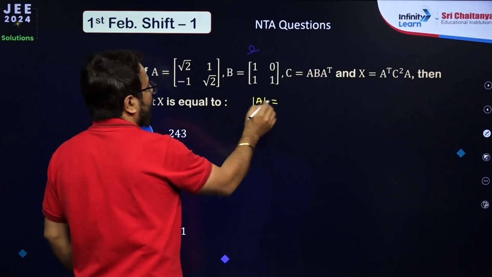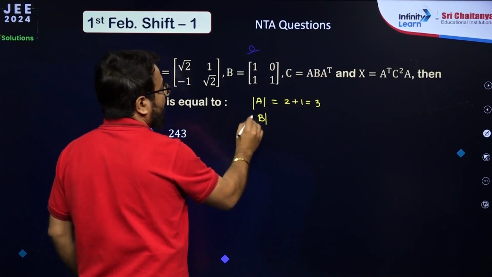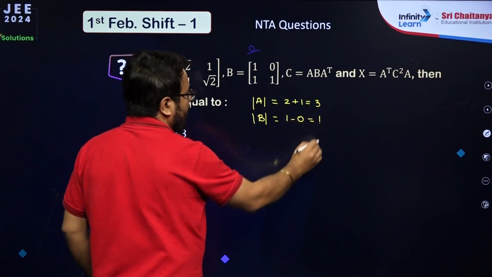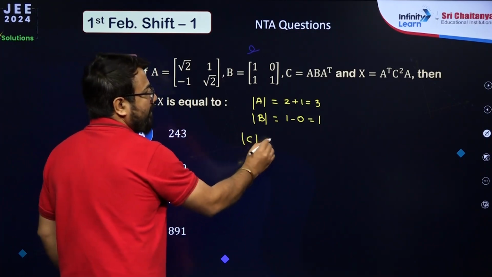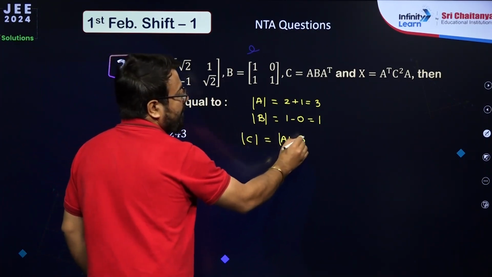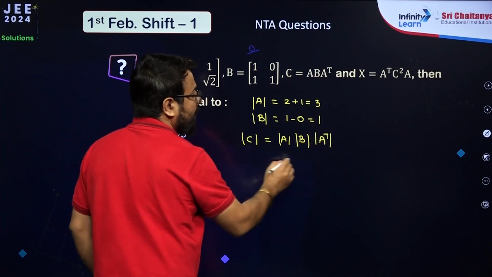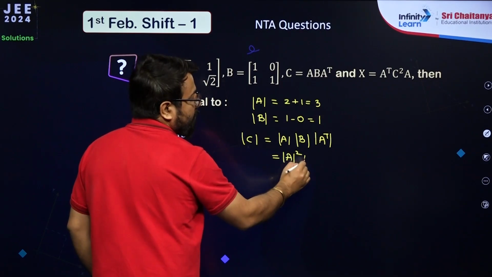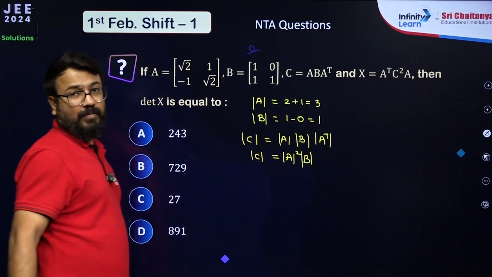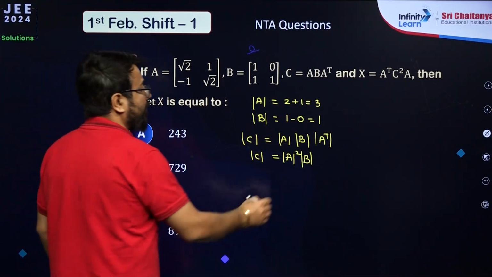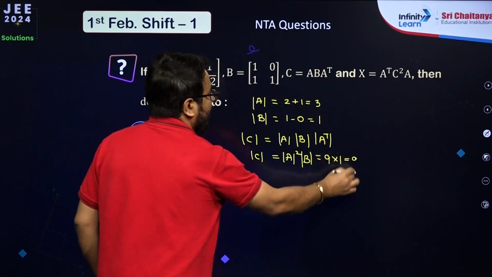And that is equal to 2 minus of minus 1. So that becomes 3. Determinant of B, that will be 1 minus 0, so that will be 1. I hope this has been clear to you. If I want to get the value of the determinant C, it will be determinant of A transpose, determinant of B. And do you know that determinant of A transpose is actually determinant of A itself. So it becomes determinant of A square into B. Now determinant of A square will become 9, and 9 into 1. So determinant C value will be equal to 9 itself.